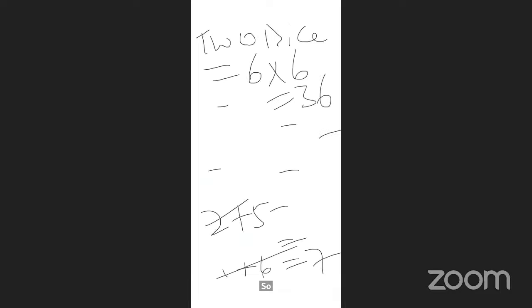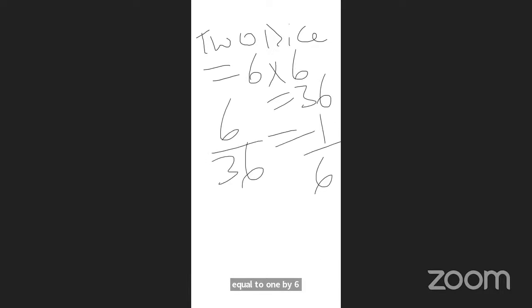So here we need to take into account 6 divided by 36, which is 1 by 6. Your answer is equal to 1 by 6. Shall I repeat the question? What is the chance that the sum 7 appears in a single throw of a pair of dice?